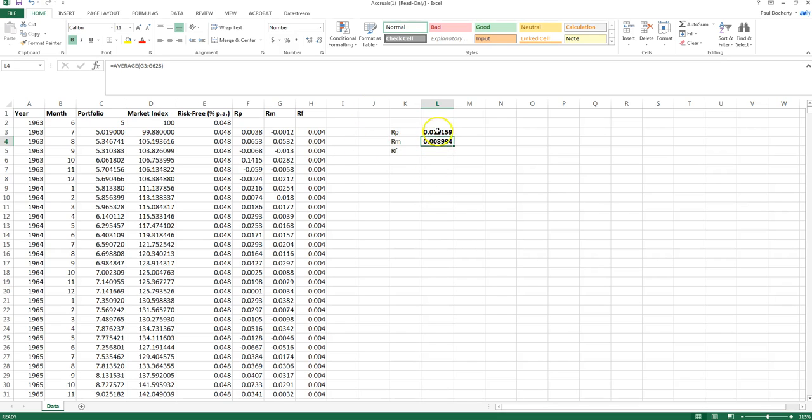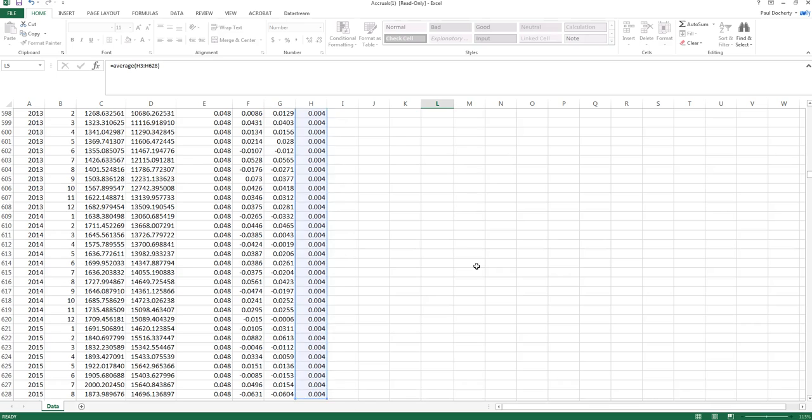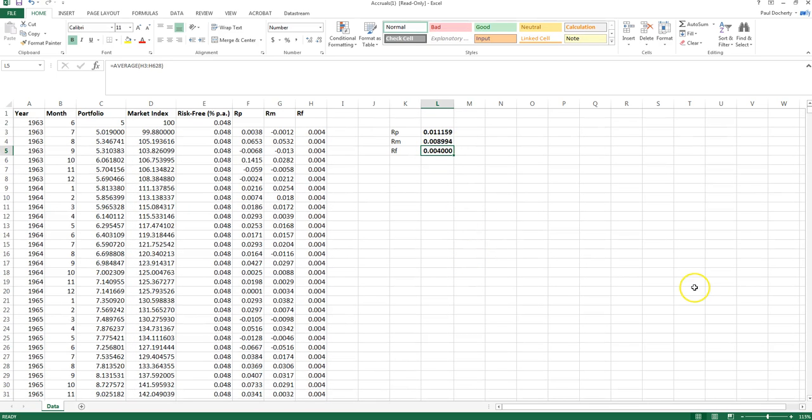So again, the benefit of returns is I've now normalized, I'm comparing like to like, and I can see that at the moment, even though I haven't controlled for risk, my portfolio has earned a higher return than the market. Do the same thing for the risk-free rate. And there I have the average risk-free interest rate as well.